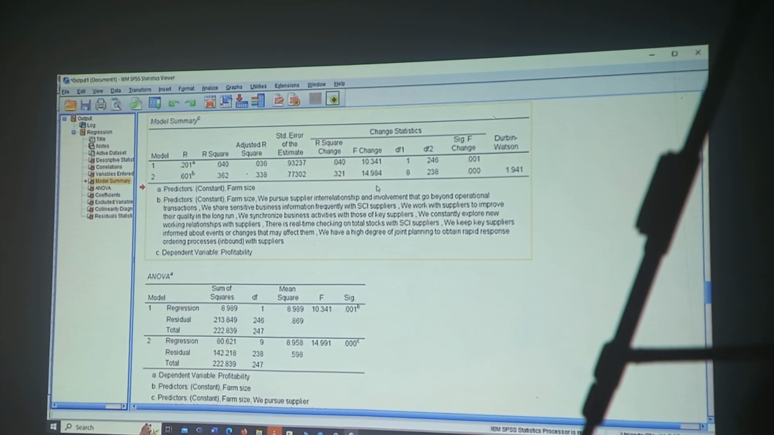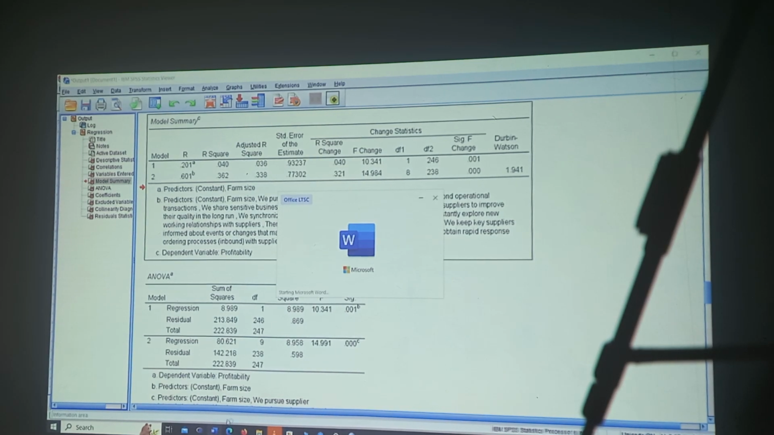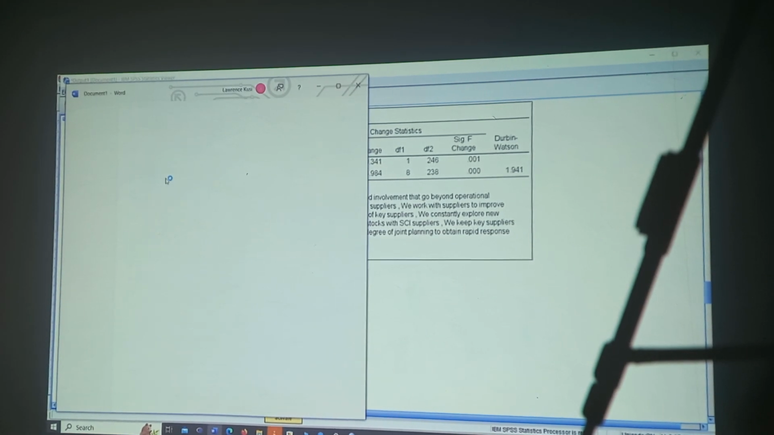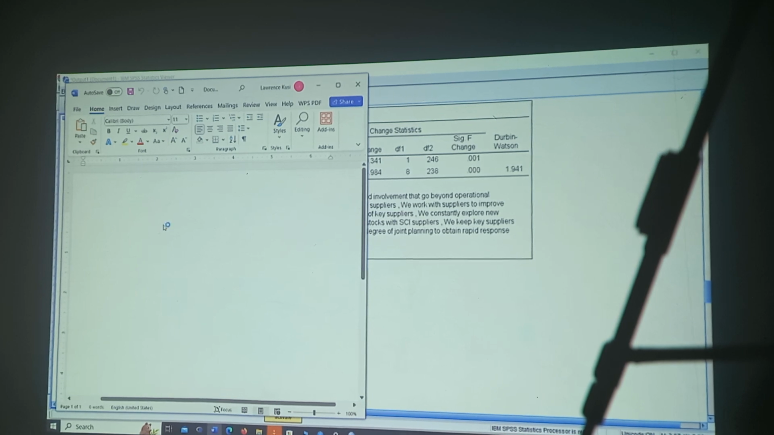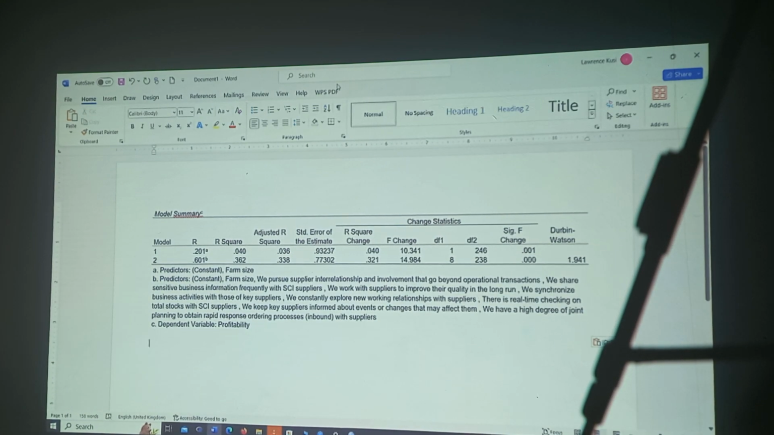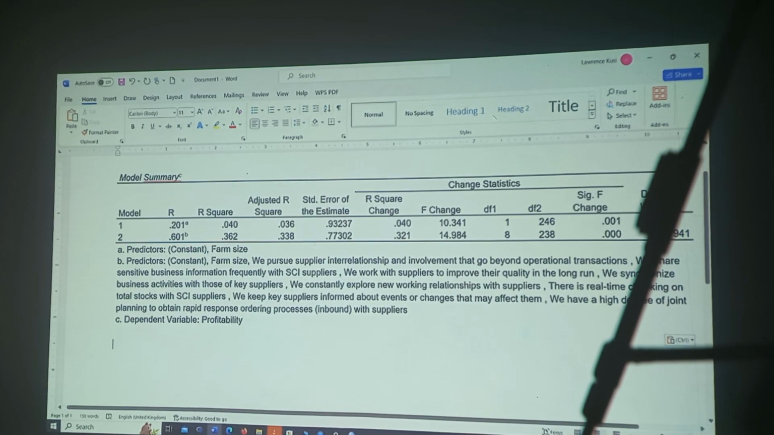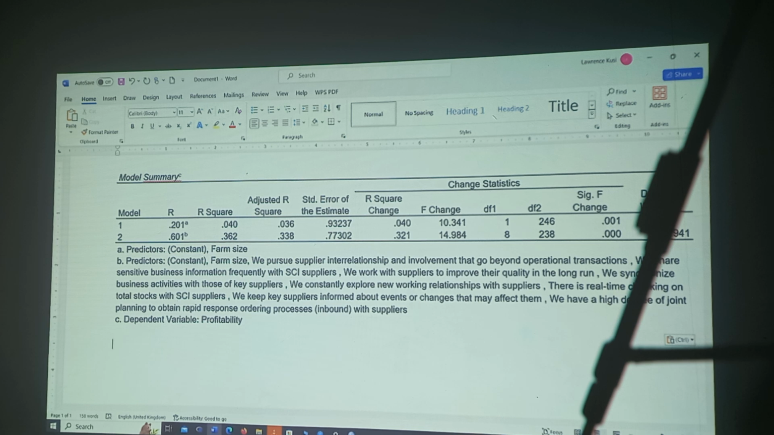We copy it and paste it on a Word file. So we have copied it and we have put it on this Word file. That is the model summary of the analysis that we did. Now, whenever you do regression, there are some key factors that you have to consider in your model summary table.